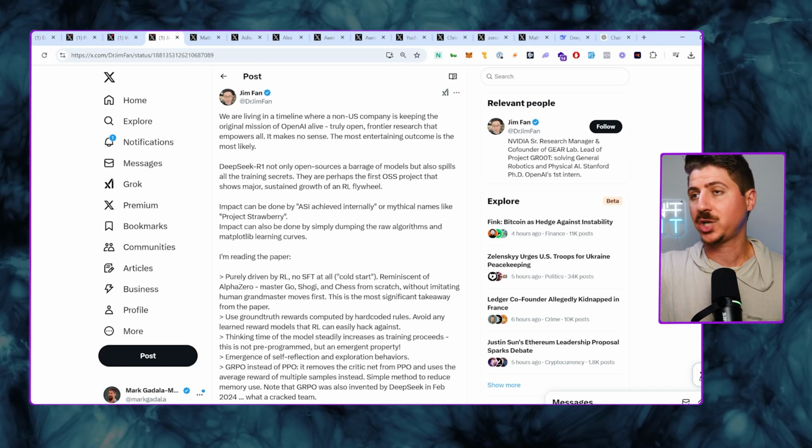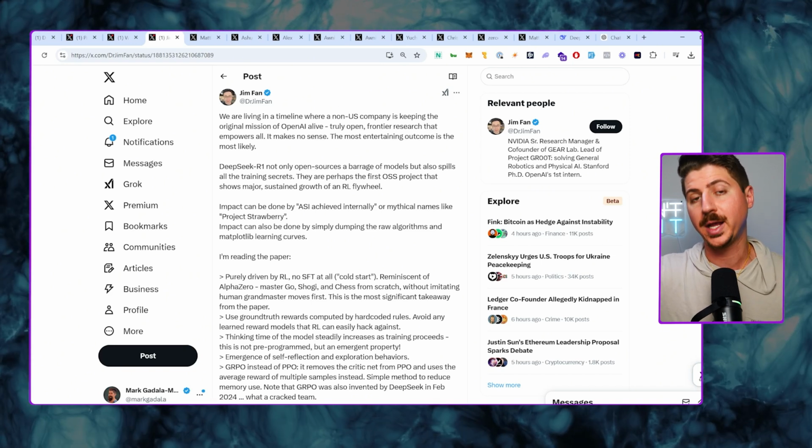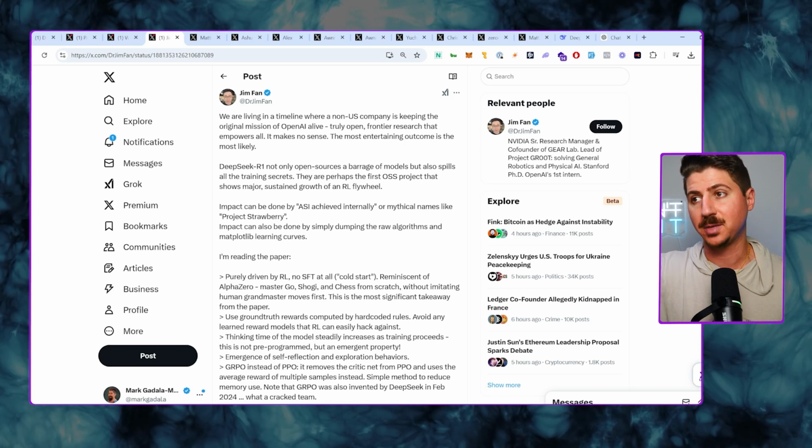But basically, yeah, this Chinese company is doing that. They're creating open source AI with the original mission that OpenAI had. So pretty interesting to see that comparison here.